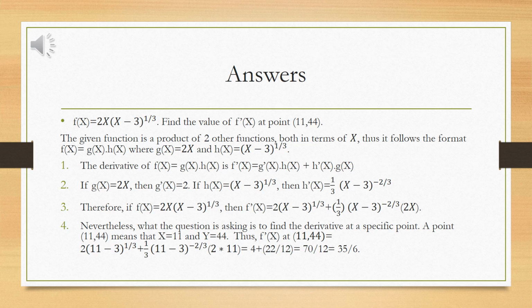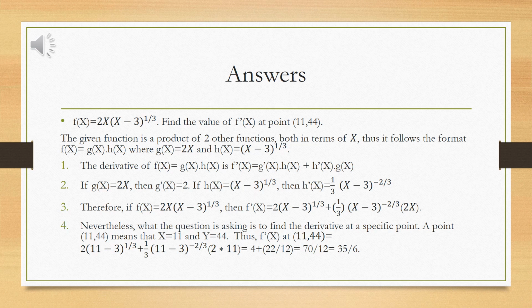The given function is a product of two other functions, both in terms of x. Thus, it follows the format f of x equals g of x times h of x, where g of x is 2x and h of x is x minus 3 to the power 1 over 3. If g of x is 2x, then g prime of x is 2.